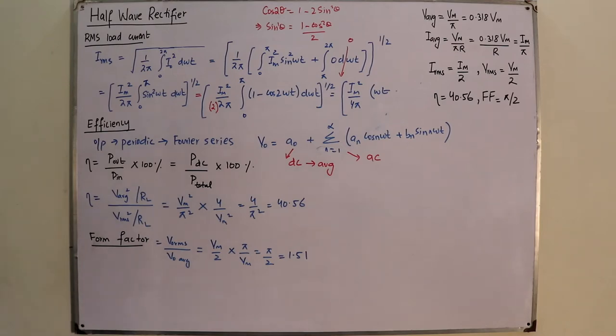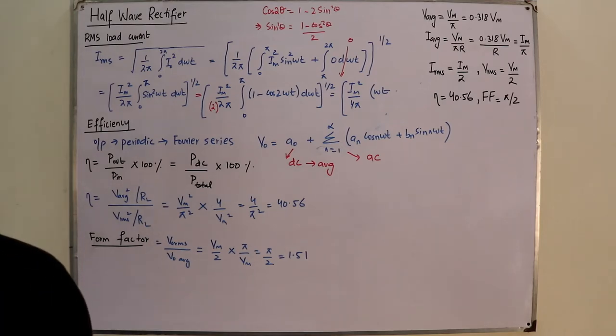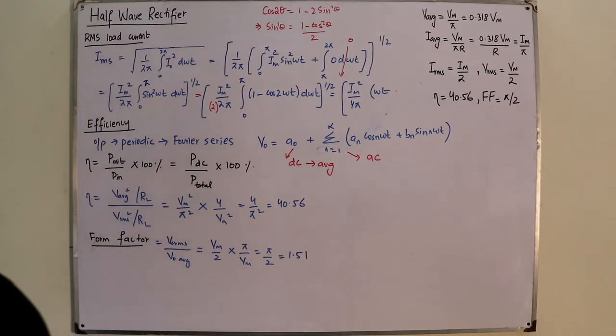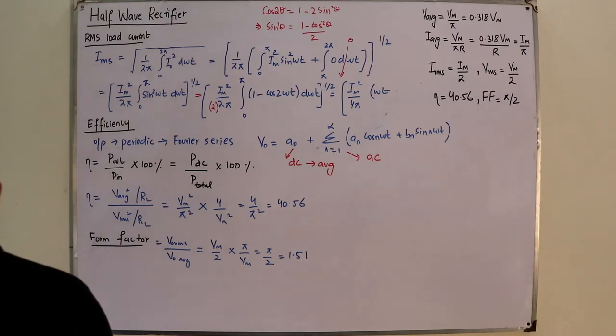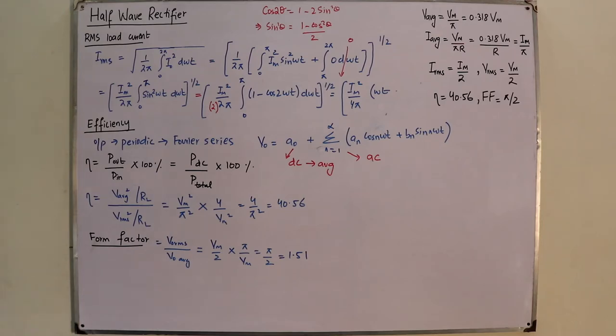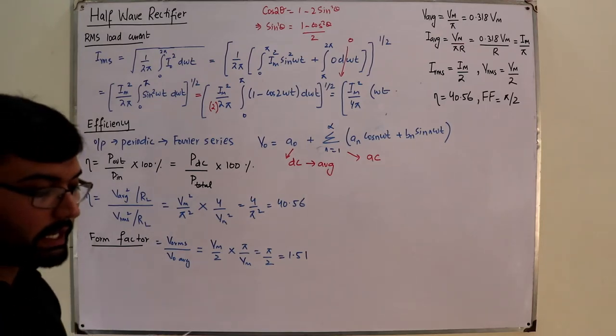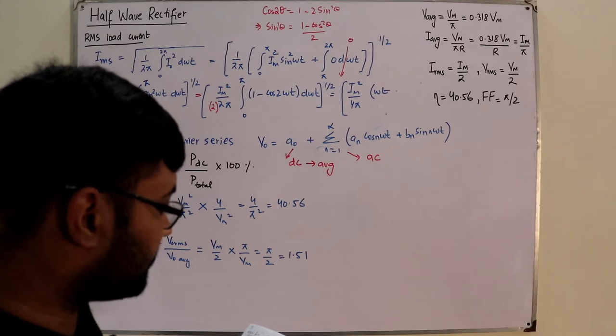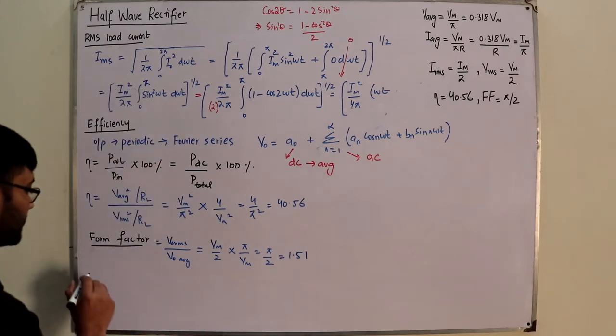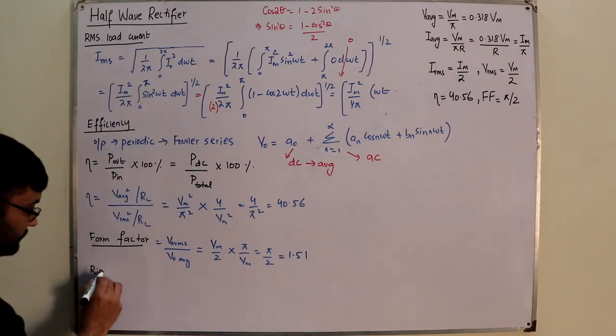One other factor is the ripple factor. It indicates the ripple in the output voltage. So the ripple factor is the square root of form factor squared minus 1.